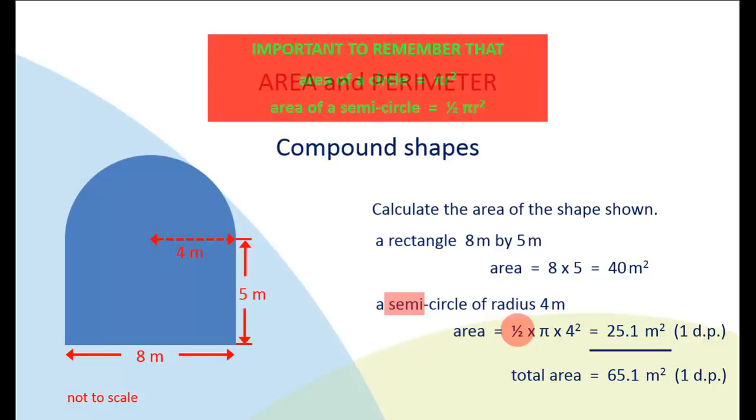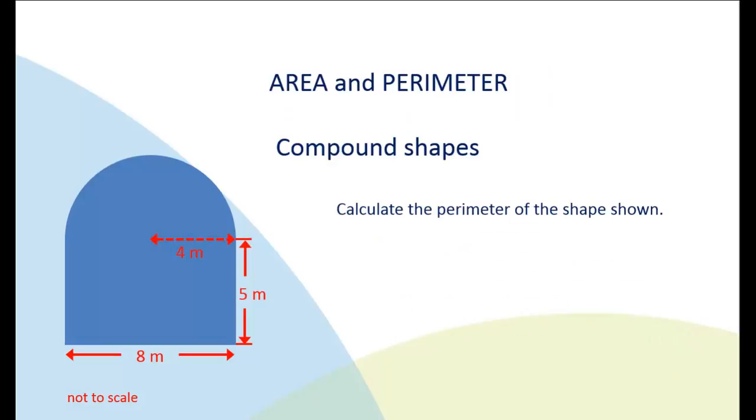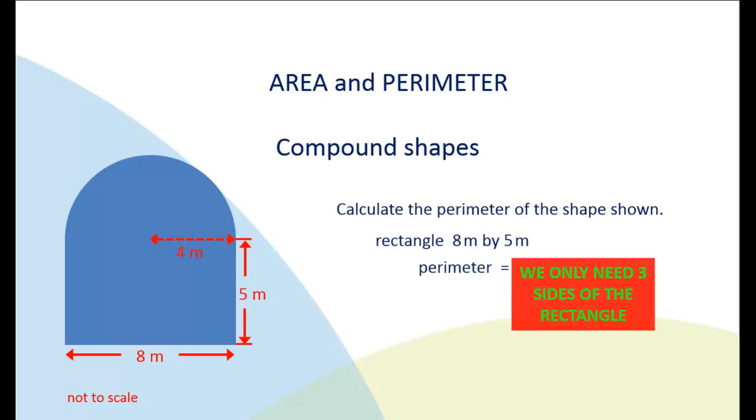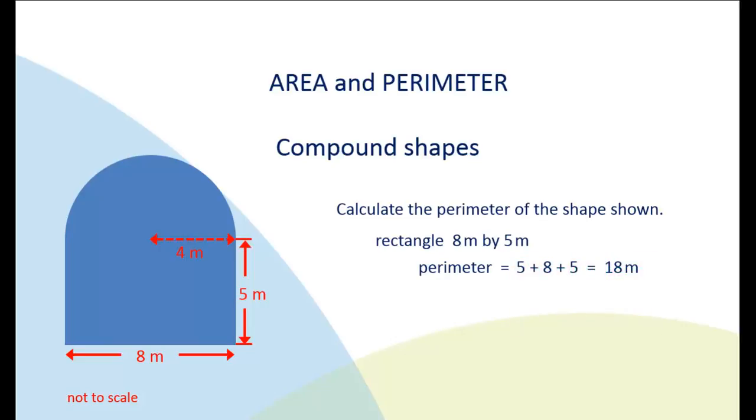There we go. Important to remember that the area of a circle is pi r squared, so the area of a semicircle is half pi r squared. Don't forget that bit. Now we've got to calculate the perimeter, the distance around the outside. So let's look at the rectangle. Do we need all 4 sides of the rectangle? No, we only need 3 sides, because that fourth side is where the semicircle and the rectangle meet. So the perimeter of the three sides is 5 plus 8 plus 5. And then we've got a semicircle of radius 4.